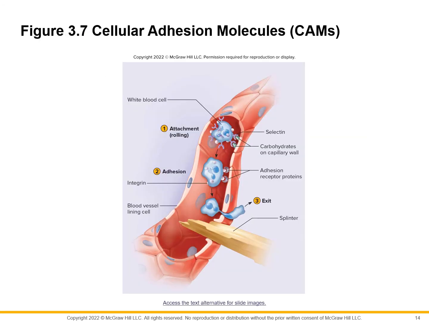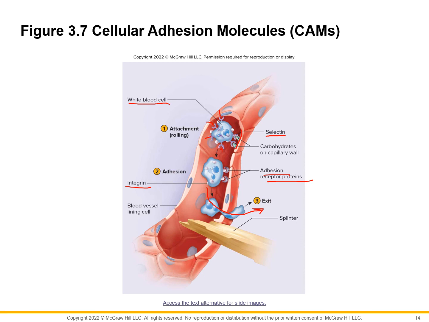So this is a white blood cell here. On the surface, we have these selectins, and you can see they're all over it. So we've got them here and here and here and here. Along the capillary cell wall, we're going to have little carbohydrates on there. And some of them are going to be adhesion receptor proteins, and they're going to bind with the integrins that are on the cell surface. These selectins will slow it down. These will cause it to stop, and then be guided out to go fight the bad guy. And so it's pretty amazing how all this works.